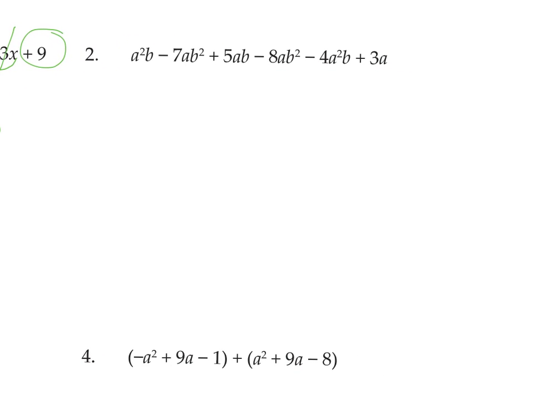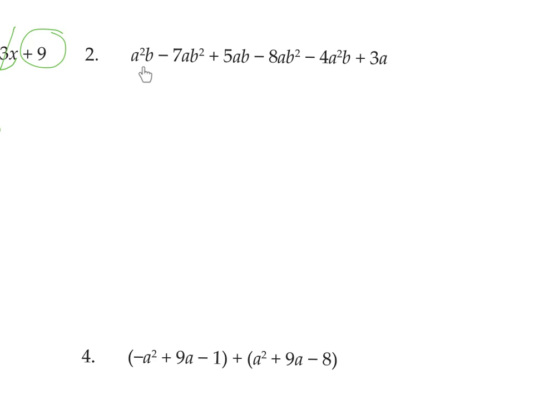On number 2, we have 1, 2, 3, 4, 5, 6 terms with combinations of a, b, a squared, b squared. So we've got to look carefully for the like terms. I'm going to start with the highest exponent first, because when you have more than one variable, they are usually all mixed up.